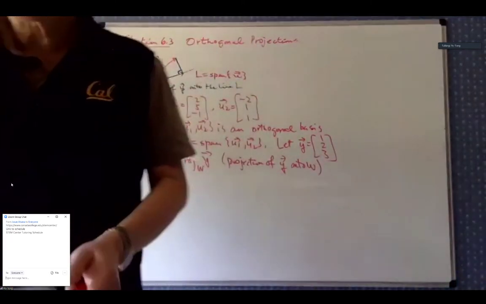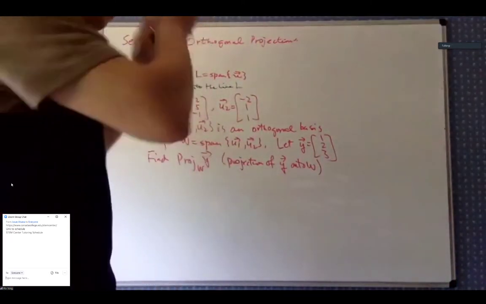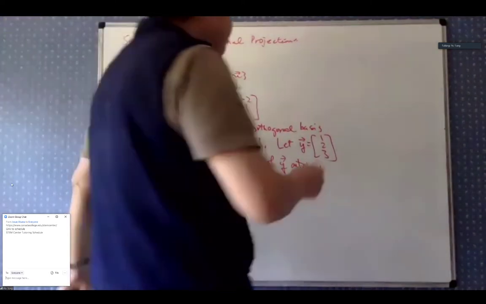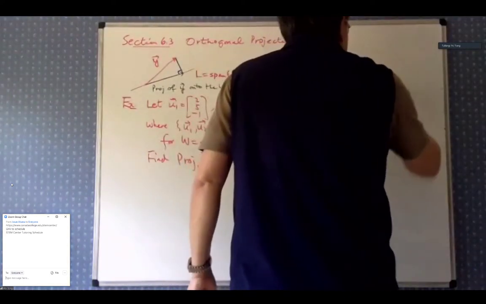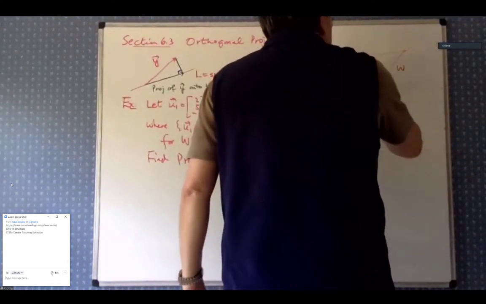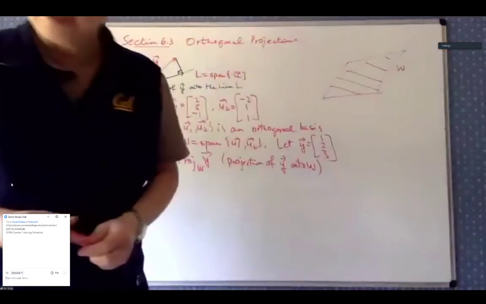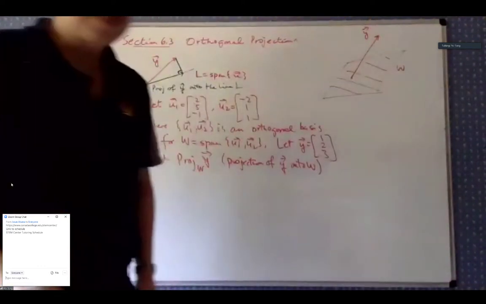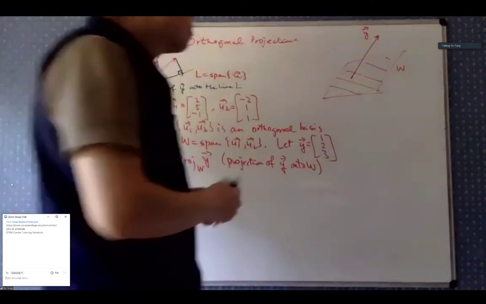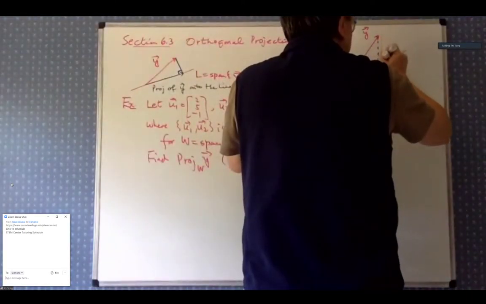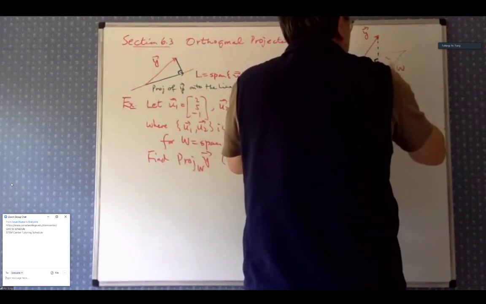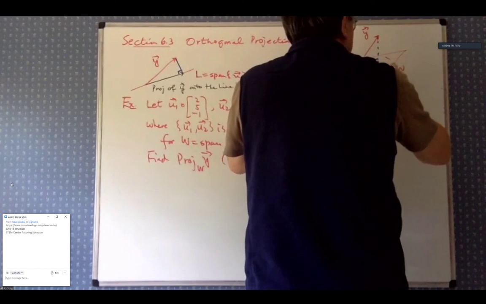So this is a generalization of what we did last time. In this case, you have W, which is a plane, and you have y. You want to project this onto the plane, so you drop a perpendicular onto the plane. This guy here is the projection of y onto W.